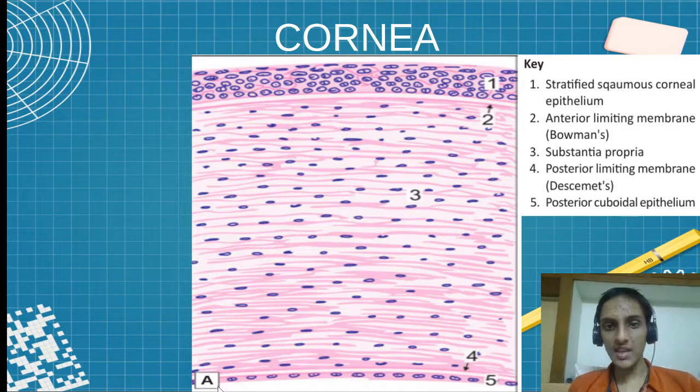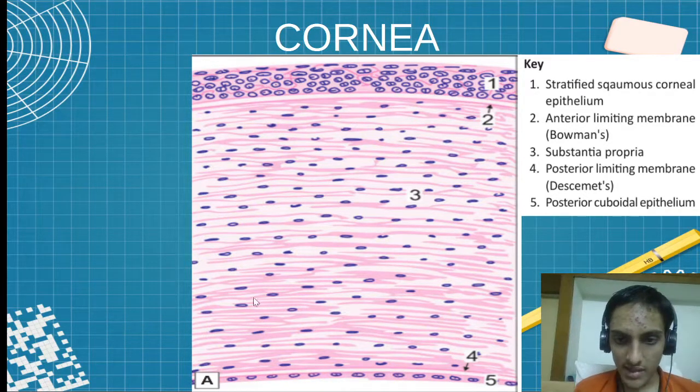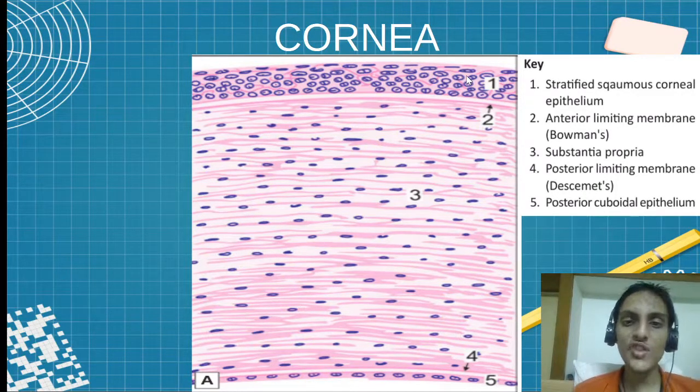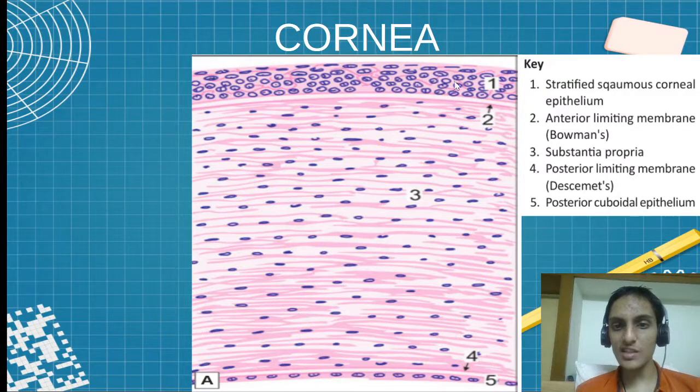Now last is the cornea. So what is the histology of the cornea? What are we observing? So first layer is the epithelium, not just squamous. This is stratified squamous corneal epithelium. Why stratified? Because we can see a number of layers. So stratified squamous corneal epithelium.